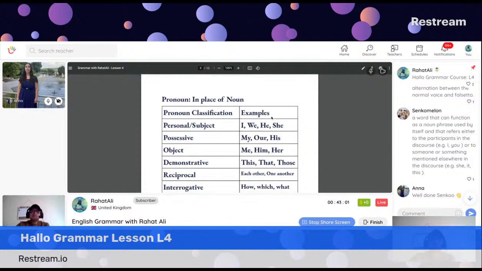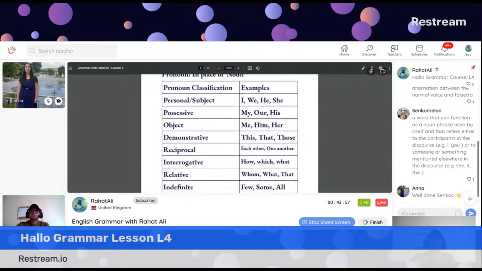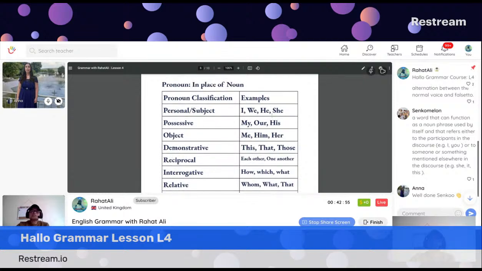So pronouns can be classified in different ways. Sometimes we call them personal or subject pronouns, like I, we. I is replaced, in the case of my name, like Rahat, I can say I am, or Anna, you are. You is another personal or subject pronoun.